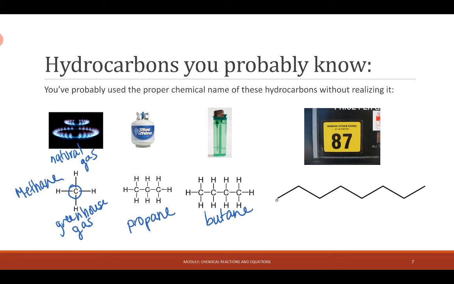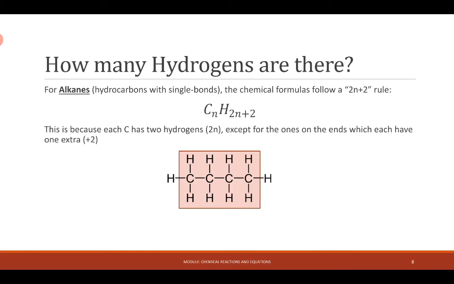And this has 1, 2, 3, 4, 5, 6, 7, 8 carbons. And so that is oct, all single bonded, and so that's octane. And that's found in gasoline. It even has the octane rating right on the gas meter.